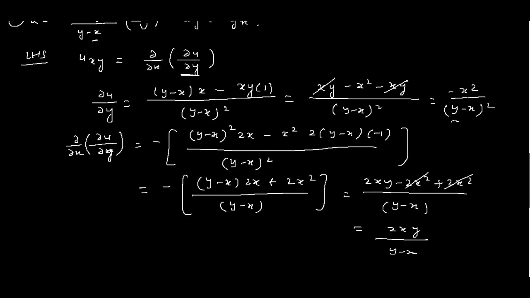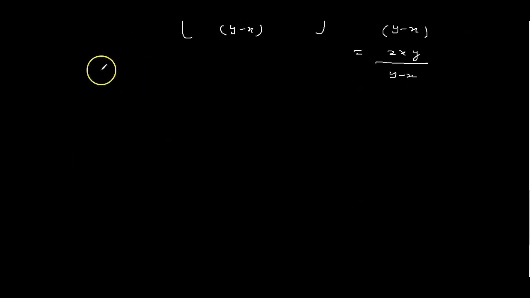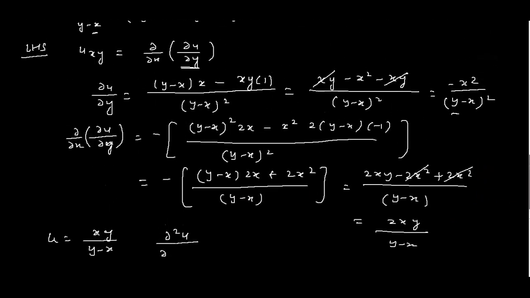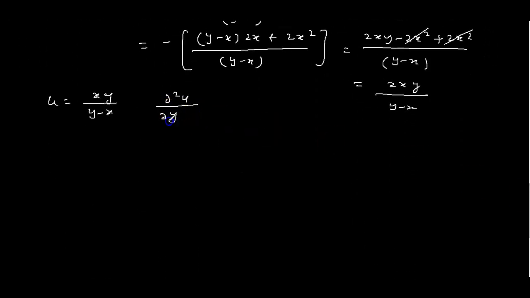So now we'll see the right hand side. u is equal to xy by y minus x. Now you need to find del square of u, del x del y, right? This one we did; now del y del x you have to do. So first we need to differentiate with respect to x. So u with respect to x.